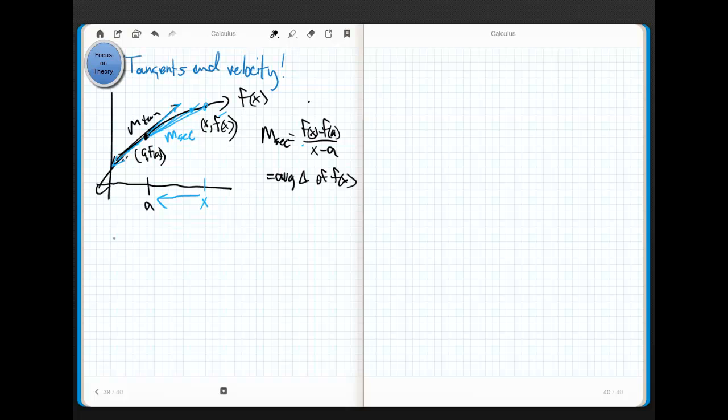Now what if I want the slope of the tangent line? All I do is take the limit as x goes to a of f of x minus f of a over x minus a. Isn't that cool? And I will get the slope of the tangent line. Not only do I have the slope of the tangent line, but remember, we're talking about a point here on the function. So if I have the slope and I have a point, guess what? I have an equation of a tangent line. So let's do one of these just really quickly.